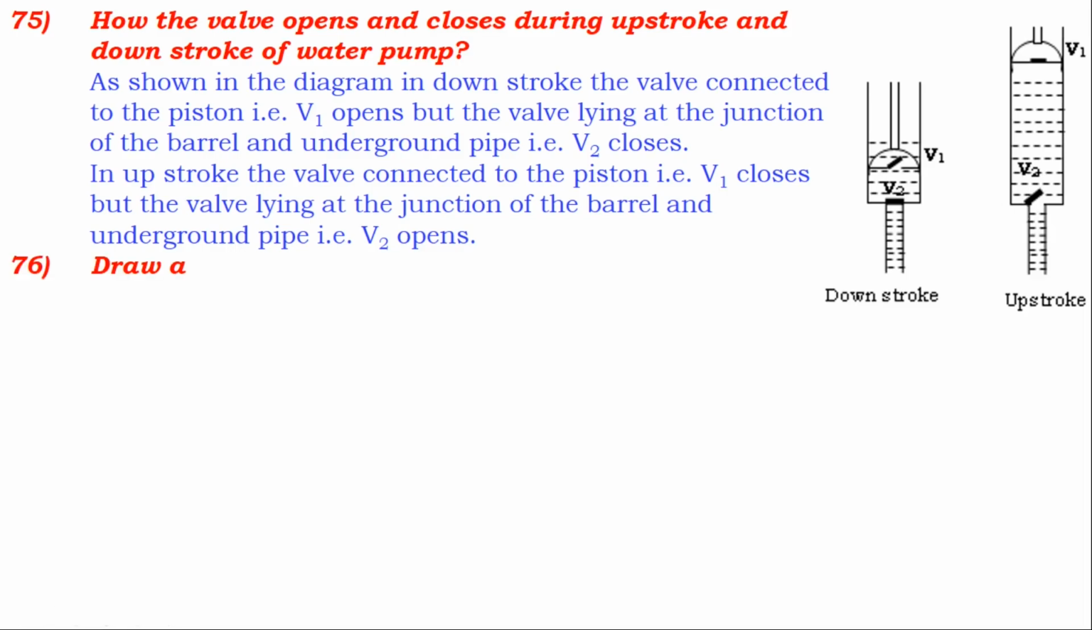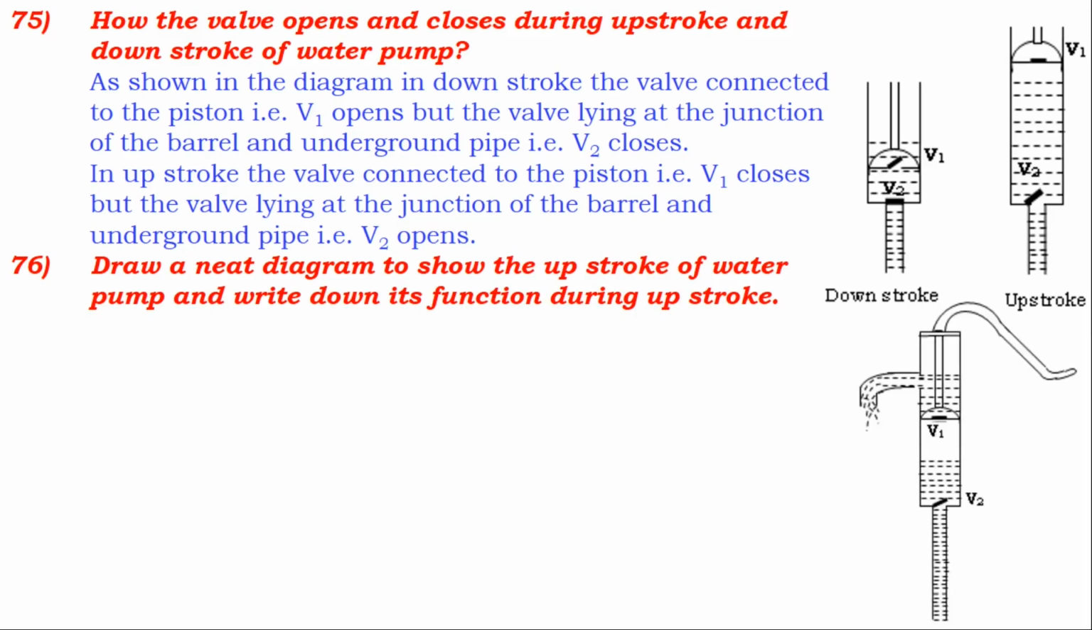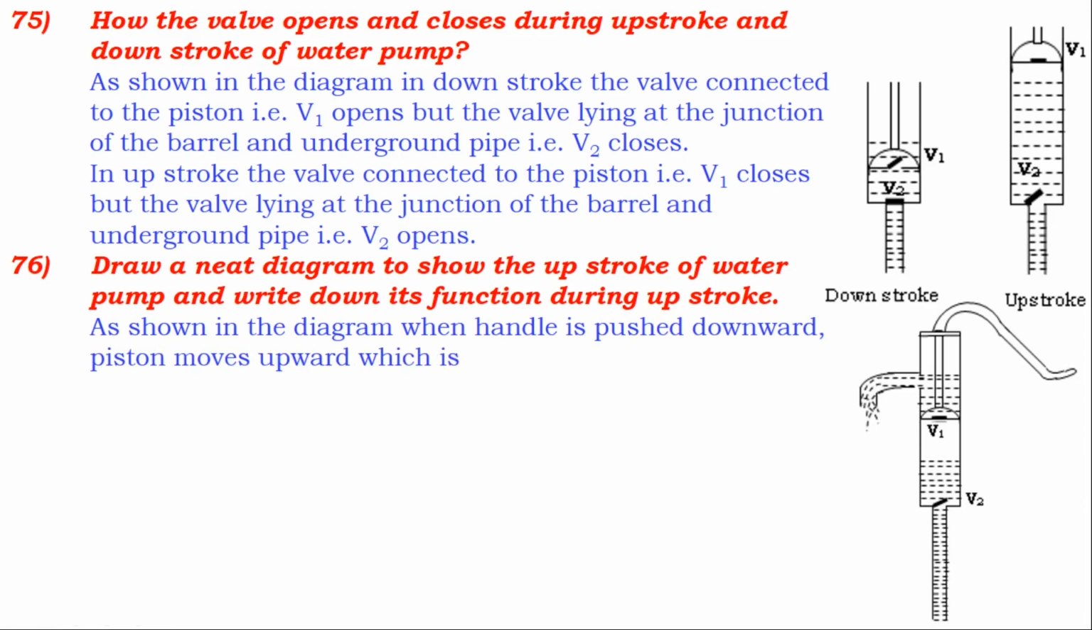Okay, next question. Draw a neat diagram to show the upstroke of a water pump and write down its function during upstroke. This is the diagram. This is the upstroke because the piston is moved upward. Here it is moved upward. Okay, how can we write this? As shown in the diagram, when the handle is pushed downward, the piston moves upward, which is called upstroke.